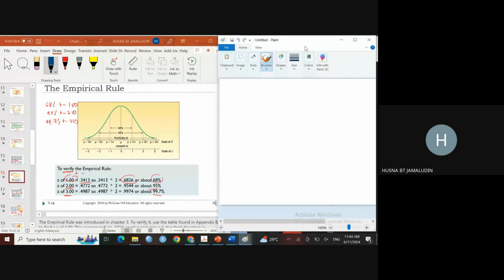Let me write it here. For the empirical rule, we are talking about the normal distribution. In the middle is equal to 0. For the empirical rule, you have plus minus 1 standard deviation, then plus minus 2, and the last one is plus minus 3. The same thing here: this is 2 and this is 3. According to the empirical rule, plus minus 1 standard deviation, this area, let me use a different color, is 68%. Plus minus 2 standard deviations, this area is 95%. Plus minus 3 standard deviations, the area is 99.7%. This is what the empirical rule says.